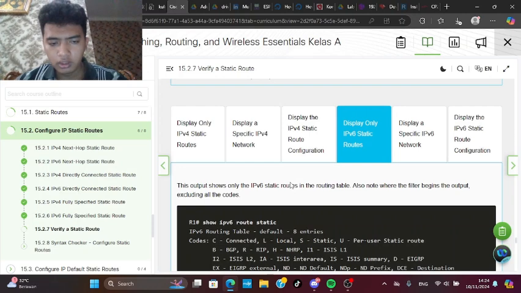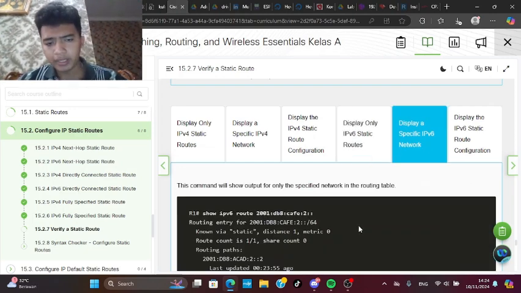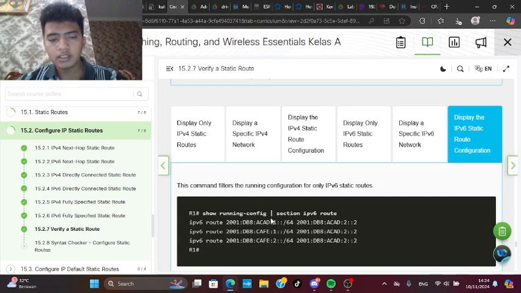We continue. Show ipv6 route static. So here is for IPv6, and it only displays the static routes, and we have the specified one, and it's kind of the same. We must type the address that we want to see specifically, and then the last is we can see the running config for the selected section, which is ipv6 route.